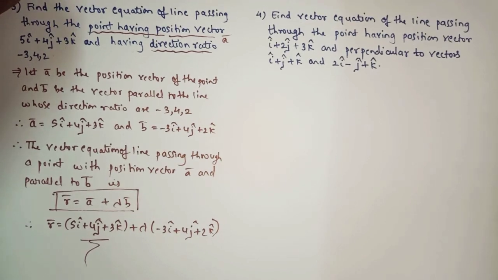So let's move on to the next, that is question number four. In the fourth one, it says that we have to find the vector equation of the line passing through the point having the position vector.